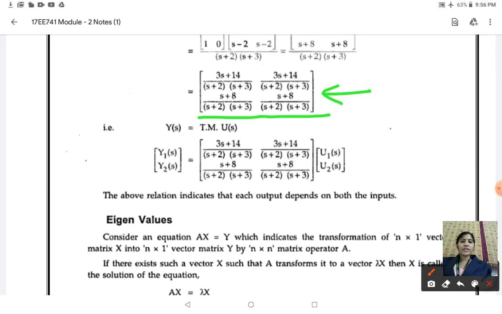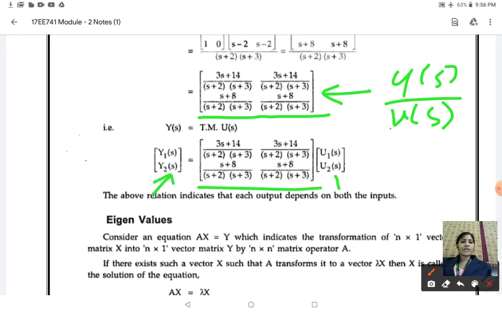So when you obtain the transfer matrix, this is nothing but your Y(s) divided by U(s). If you want to obtain the output, you will get Y(s) equal to the transfer matrix into U(s). So the above relationship indicates the output depends on both the inputs. Your output Y(s) depends on both the inputs. Clear?